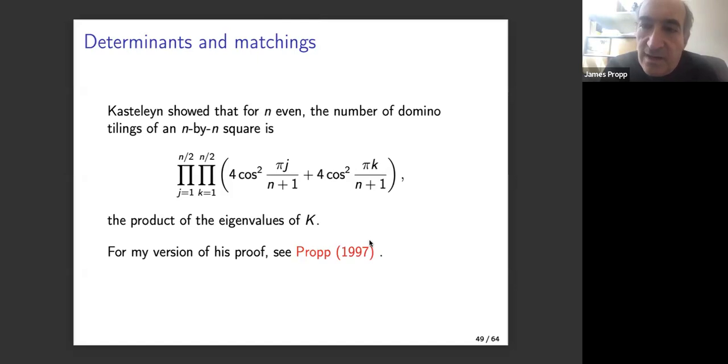In the case of the 2n by 2n grid graph, or more generally the 2m by 2n rectangle, you can work out the eigenvalues of the Kasteleyn matrix, see Propp 1997, and show that the number of domino tilings is given by this product. Okay, the product of the eigenvalues of K. Any questions about that? Okay.